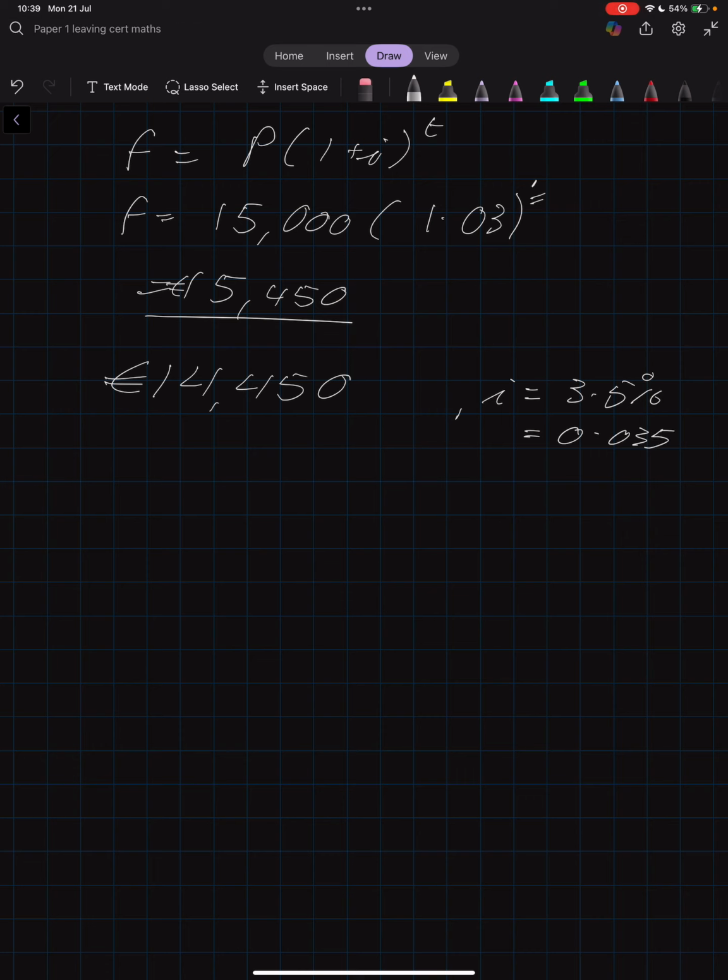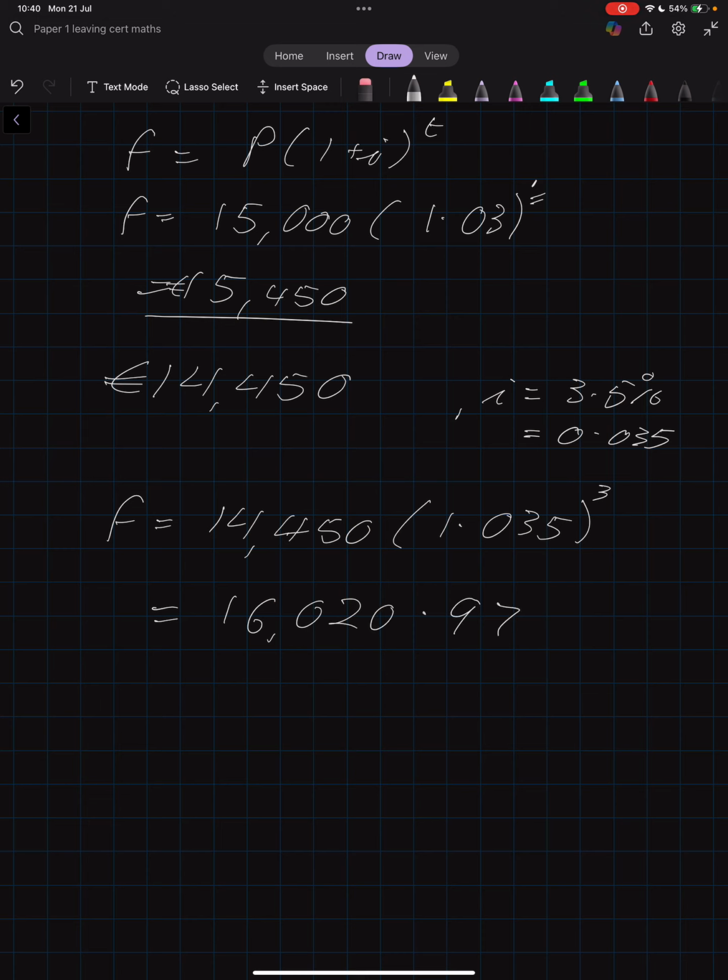And now it's going to stay there for 3 more years. And then they want to know how much is left. So again, your future value, F, is equal to P, which is 14,450, into 1 plus I, so it's 1.035. For how many years? It's there for 3 years. So it's just to the power of 3. Okay? And if you plug this in, you get 16,020.97. Like so. And that's it.